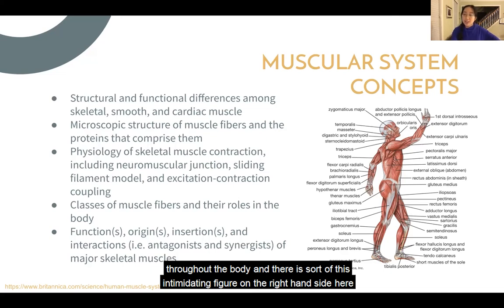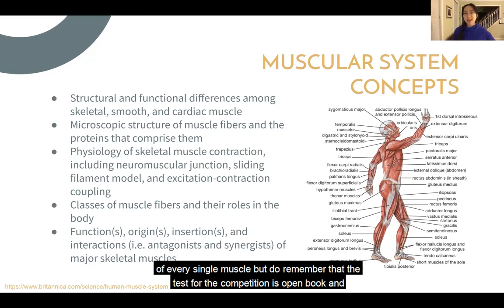And there is this intimidating figure on the right-hand side here, listing a bunch of different muscles in the body. We won't be talking about every single one of them. That would be very intimidating, but there is a massive list on the rules document that you can take a look at that lists the muscles that we will be focusing on. And I know it looks intimidating right now. It's going to be a lot to learn the function of every single muscle.